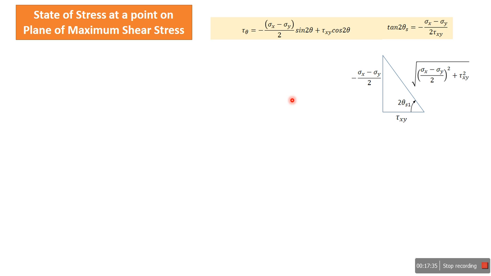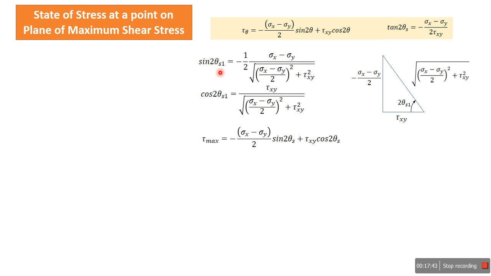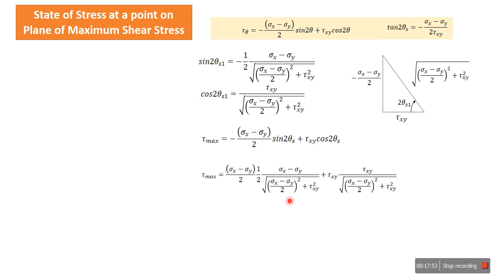So for the value of maximum shear stress, again we can make use of this 2 theta p and take this triangle, find out the tan 2 theta s, cos 2 theta s and sin 2 theta s, and substitute the values here to get this tau maximum. So this is the value that we get of tau maximum.